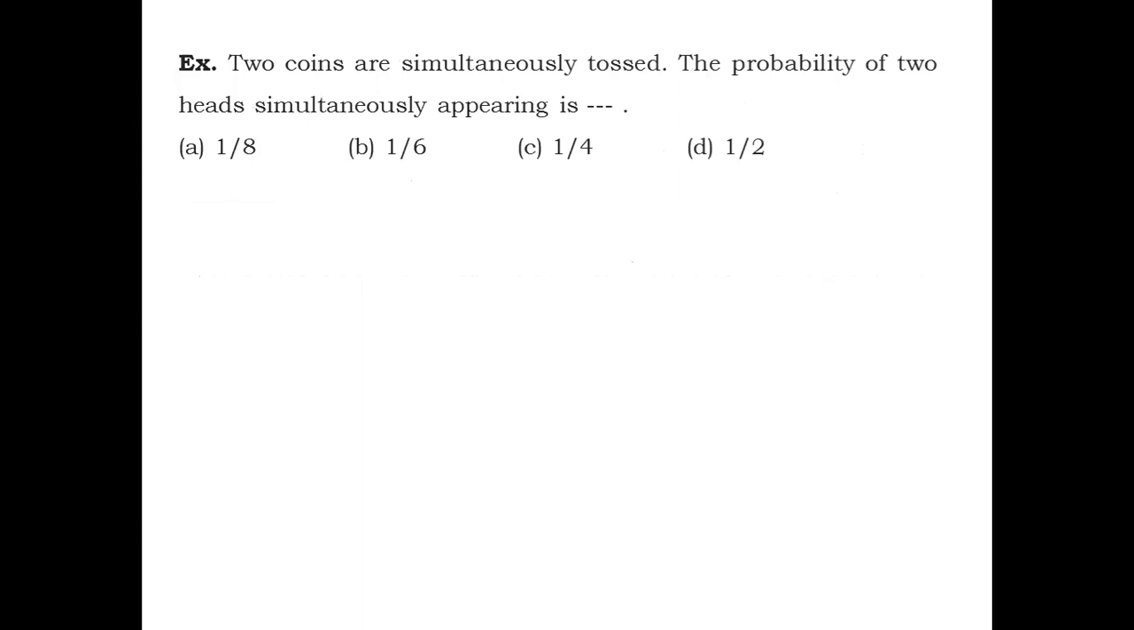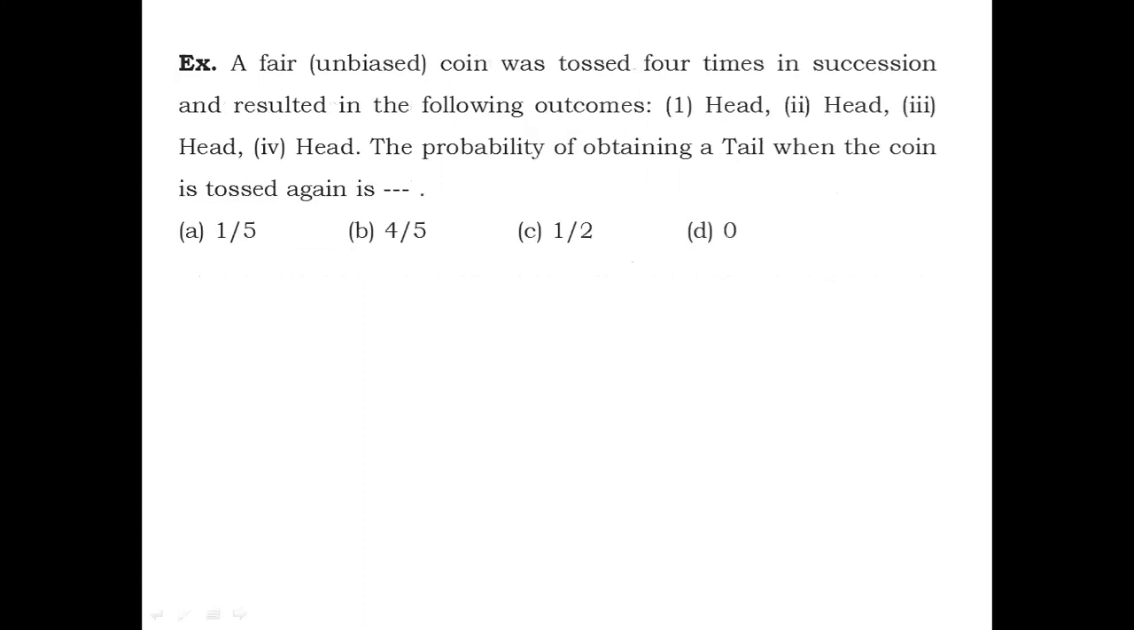Two coins are tossed simultaneously. The probability of heads simultaneously appearing. Again, this is a problem on independence of events. Probability that the first coin shows head is 1 by 2, and probability that the second coin shows head is also 1 by 2. So the correct answer is C, 1 by 4. 1 by 4 is the correct answer.